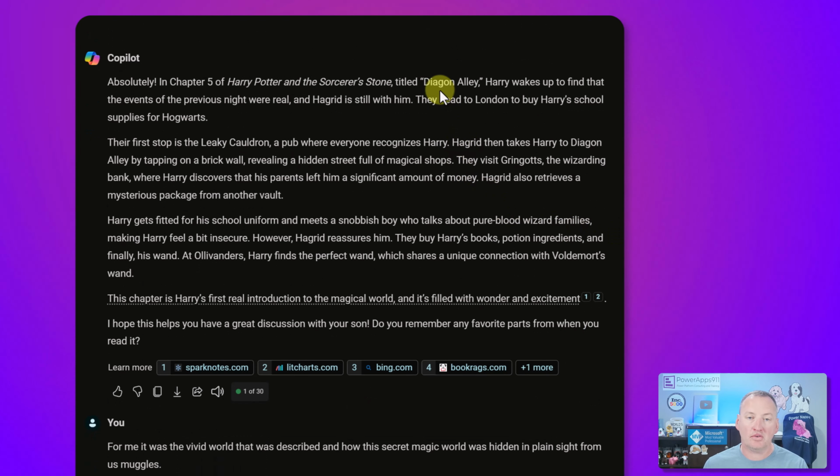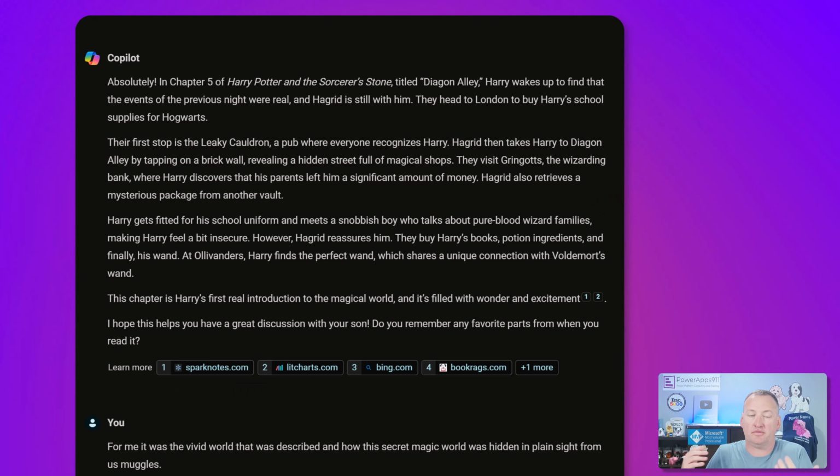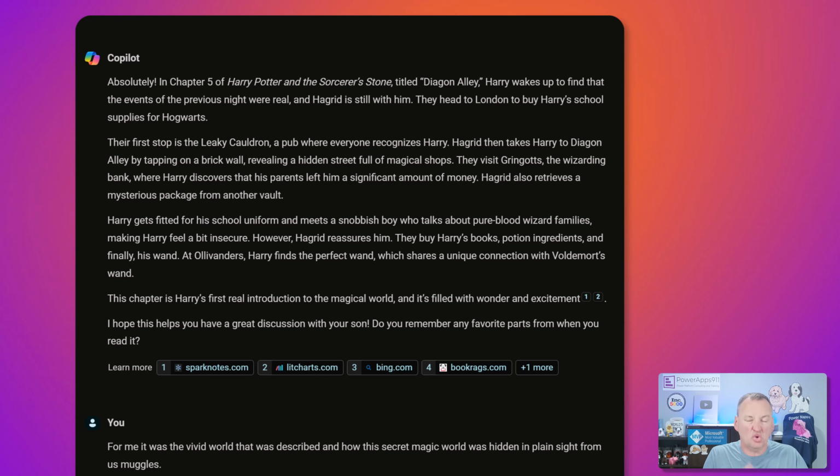It told me the title of the chapter, and then it gave me enough of the story that, all right, I remember, this was Harry's first trip to Diagon Alley. Cool, I kind of remember all the wonderment, all the neat stuff that he saw. And so there you go. Okay, now I'm kind of back into it.